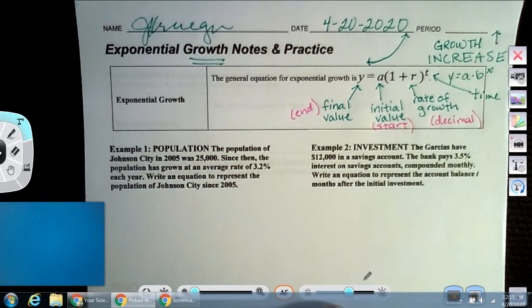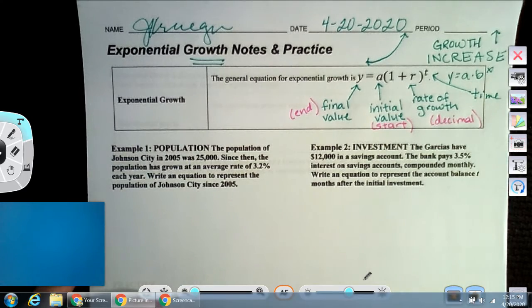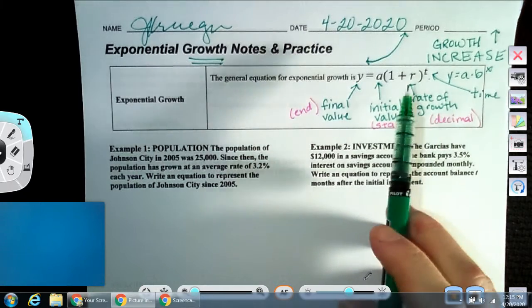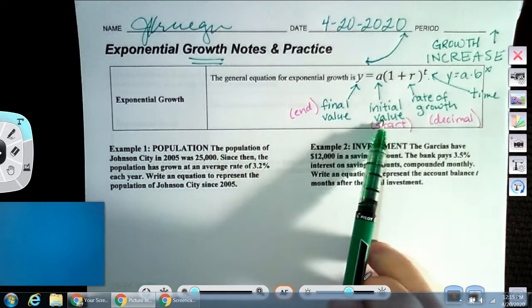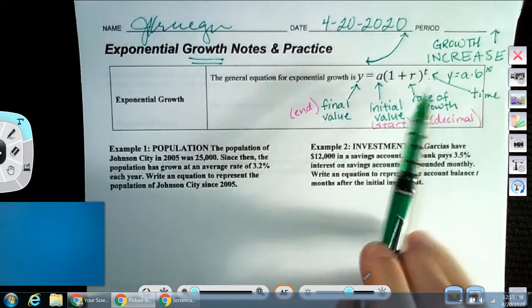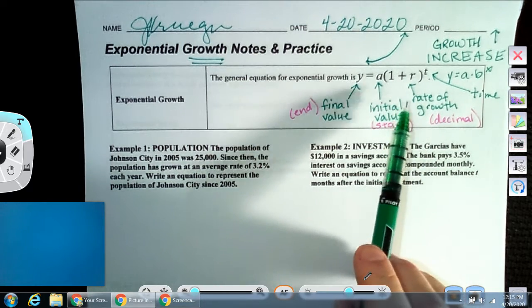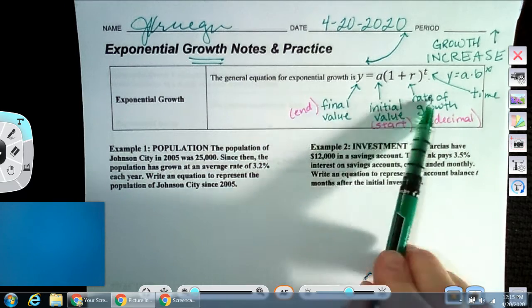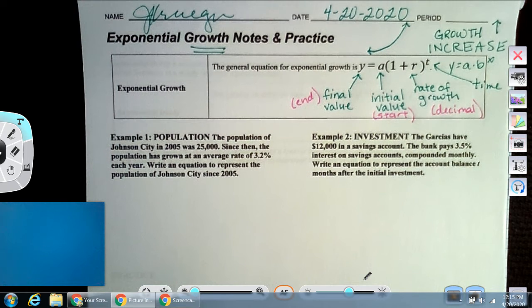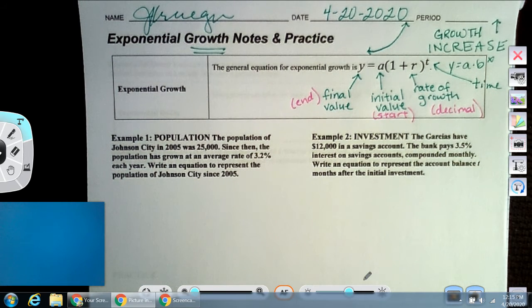Okay, so lots of pieces, but after you see a few of these, they're not quite as complicated as they look. Usually what we're looking at is our initial value and our rate of growth. Those are usually, not always, but usually the two pieces of information we're going to be given, and then we're going to want to plug it into an equation that we could use to predict future values.